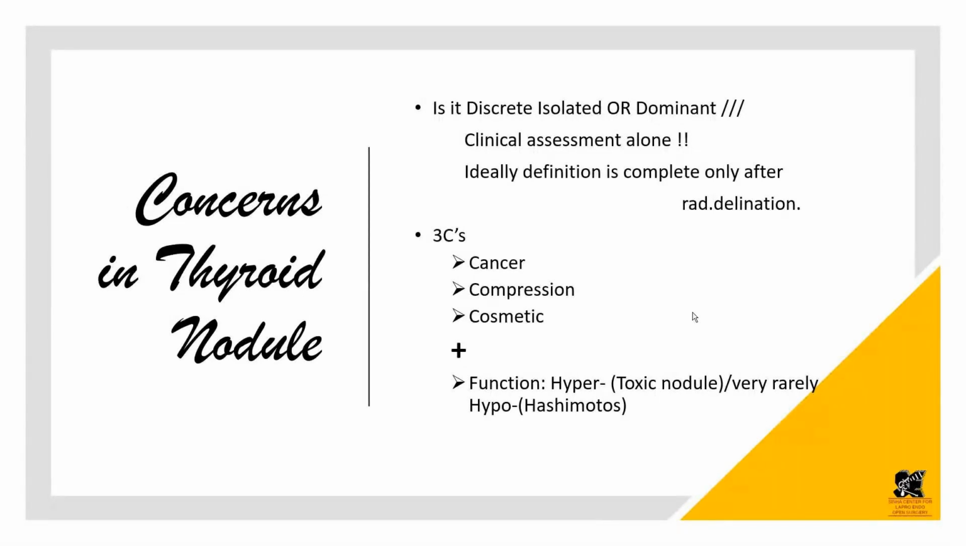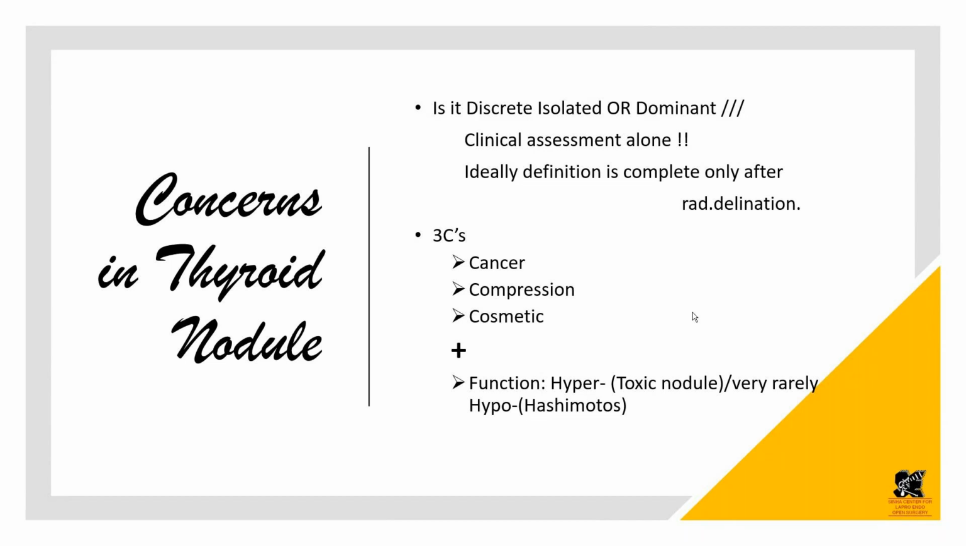So clinical assessment, we just now said, is incomplete. So if you're looking at a nodule, you have to look for a radiological delineation. But the other important thing is, what are the concerns in a thyroid nodule? Why are you concerned about a thyroid nodule? There are three concerns to it. Number one, whether it is malignant or not. So three C's: cancer, compression, and cosmetic.